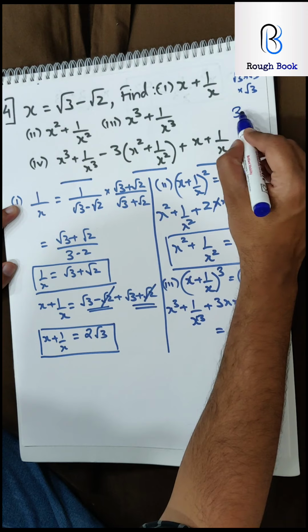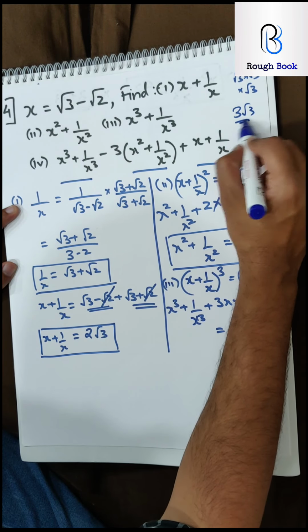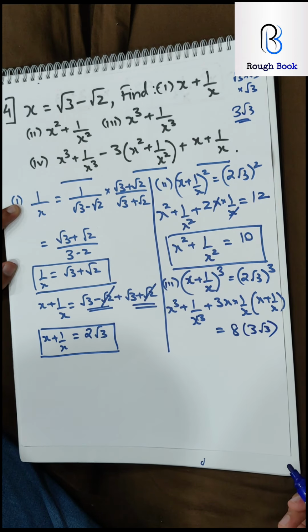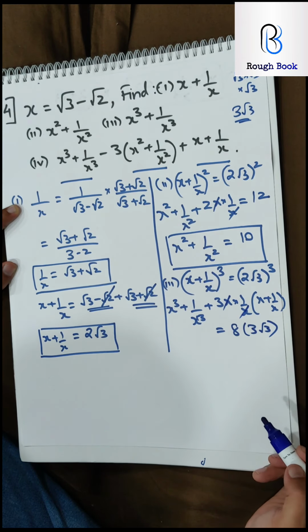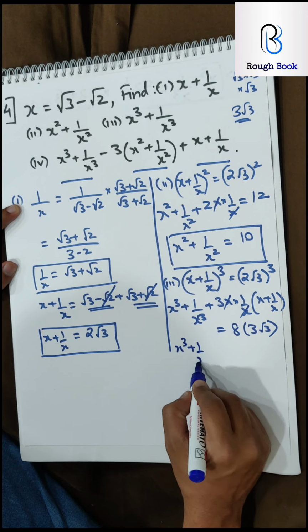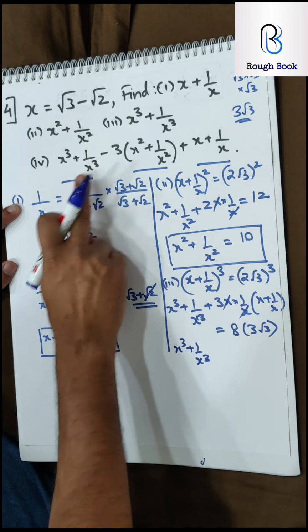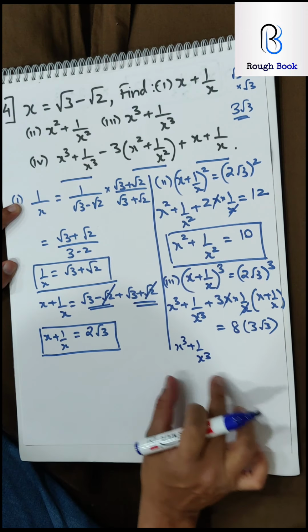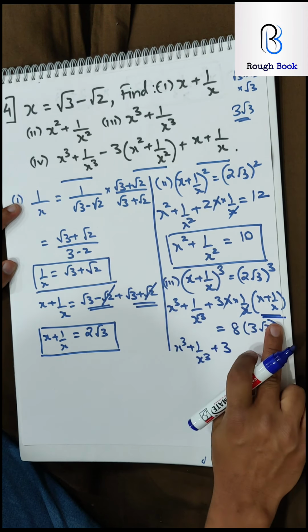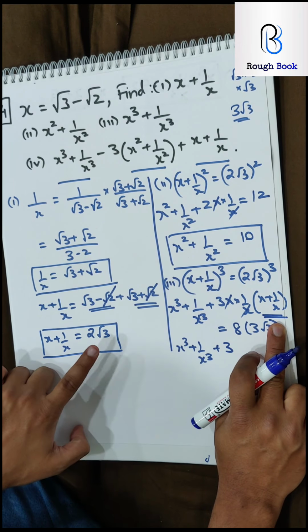So 2 root 3s is 1, 3 and this will be root 3 separate. So this will be multiplied by 3 root 3. I hope you can manage this well. X gets cancelled. Here x cube plus 1 by x cube is what we wanted in the third part. So I got this plus 3. x plus 1 by x can be substituted as 2 root 3.